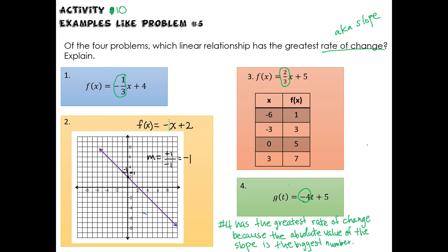Okay. So remember, the absolute value is saying that we're just not looking at the direction. We're not looking if it's positive or negative. We just want to look at the value of the number. So that's why I'm saying the absolute value. Okay. So, and that's it. And so take a look at your 4 slopes from activity 10. Compare them, see which one has the biggest number, regardless of the negatives.